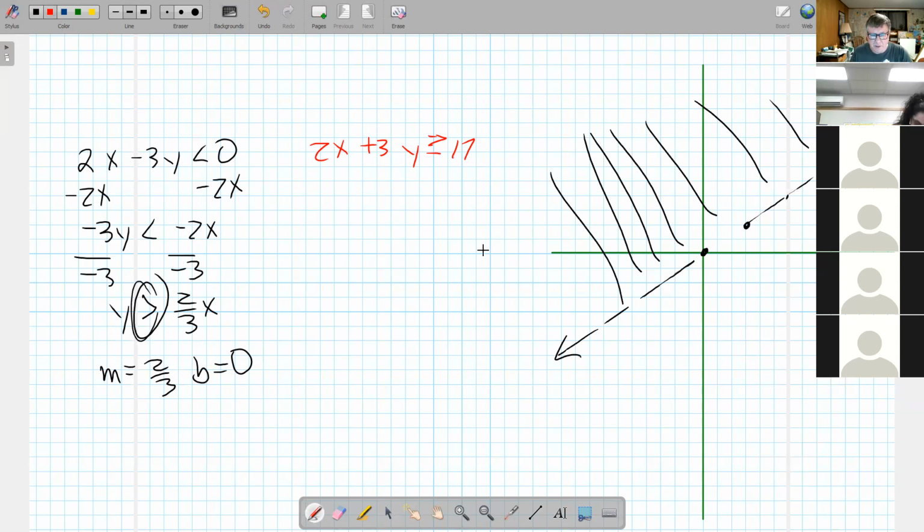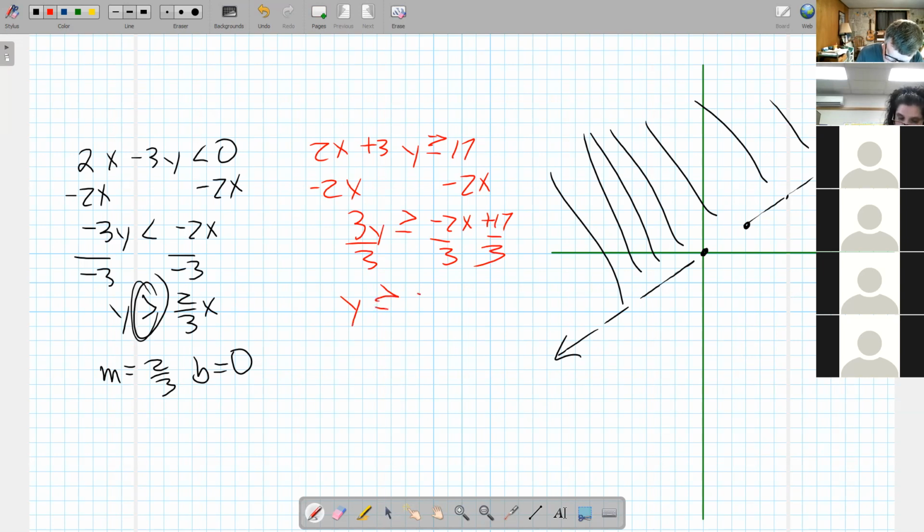Now let's take a look at the red inequality. Before we do that, any questions? Okay, so now I'm going to take the red inequality and solve it for y. I'm going to subtract 2x from both sides. So 3y greater than or equal to negative 2x plus 17. Divide everybody by 3. Y is greater than or equal to negative 2/3 x plus 17/3. So the slope is negative 2/3 and the y-intercept is 17/3.